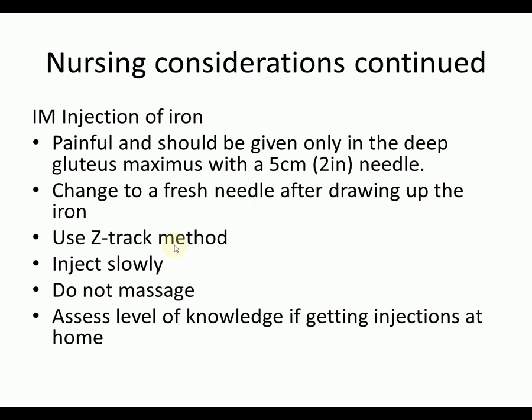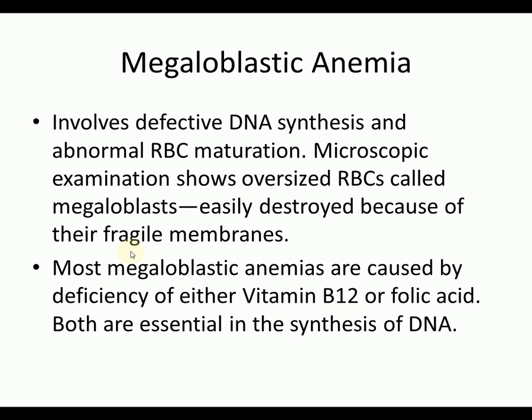You want to assess their level of knowledge of giving their injections at home, especially if you have a patient that has pernicious anemia. They will be on injections for the rest of their life, and you need to make sure you assess that someone is able to give it to them, or that they have a health nurse coming in to do that for them.